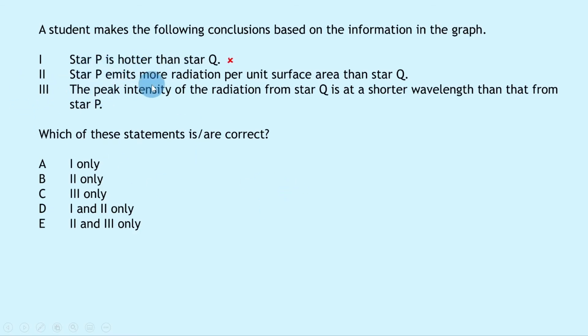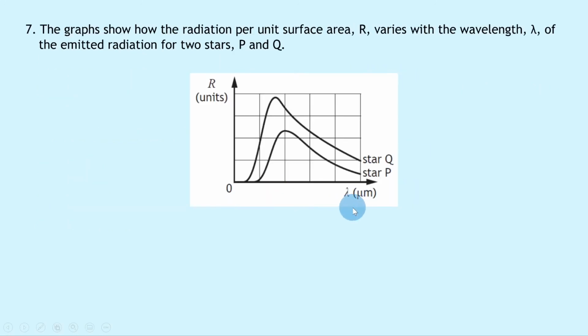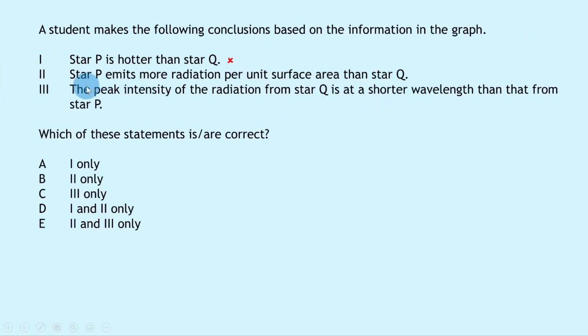Statement 2, star P emits more radiation per unit surface area than star Q. Well, looking back at the diagram, the radiation per unit surface area is going to be given by the area under each curve. So you can see that star Q has more area under the curve, whereas star P has a smaller area under the curve. And that means that star Q is going to emit more radiation per unit surface area than star P. So again, the statement that star P emits more radiation per unit surface area than star Q is false.